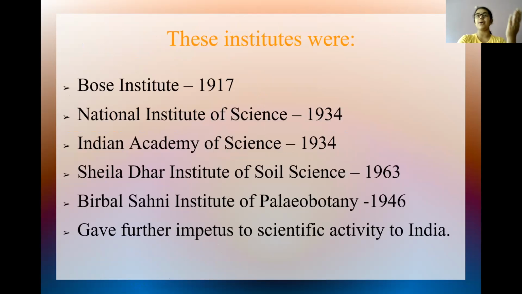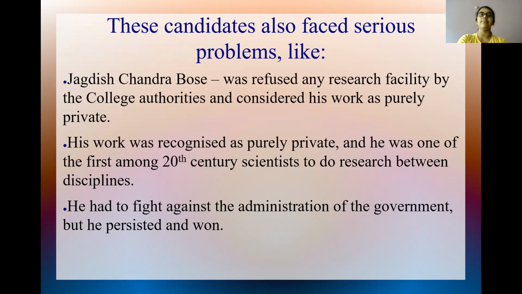So yeah, we discussed all of these institutes, which were the Indian Academy of Science and the National Institute of Science. And yeah, we talked about J.C. Bose, and there were several other people who fought against the government, like P.C. Ray. He is one of these scientists, I think it is P.C. Ray. That's why I'm mentioning his name.